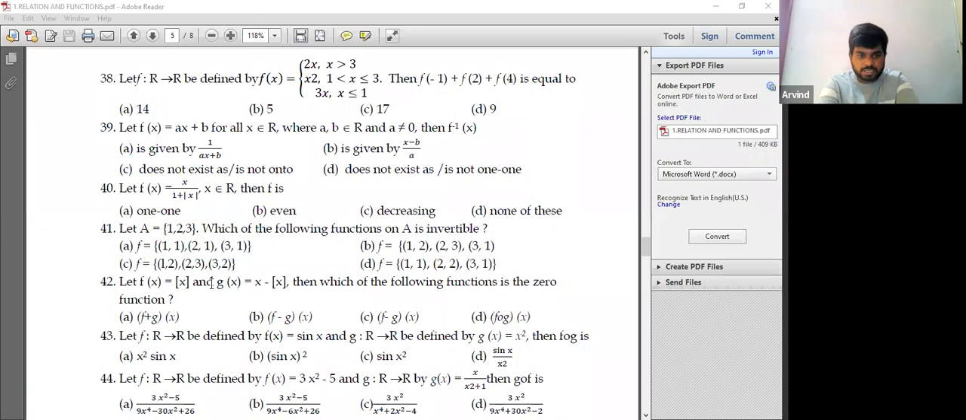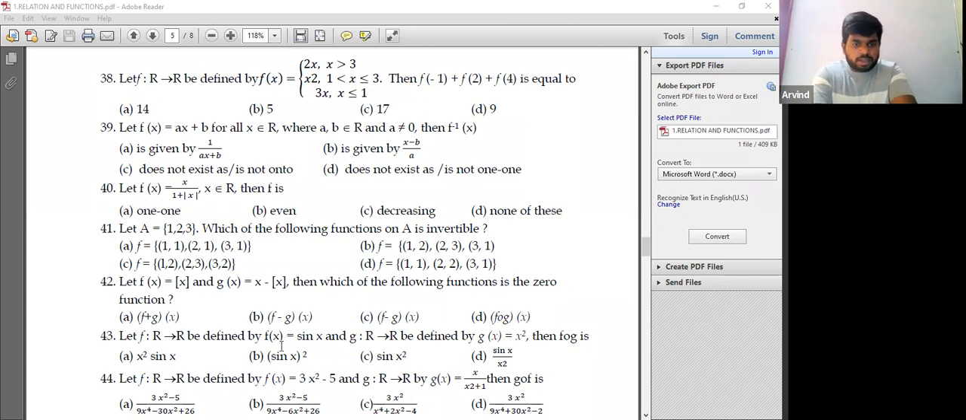Let's solve the question based on it. So what is the question? Let f of x be equal to the greatest integer function of x, and g of x be equal to x minus the greatest integer function of x. Then which of the following functions is the zero function? A zero function means f of x is equal to 0. Whatever value you input for x, the output is always 0. That is known as the zero function.